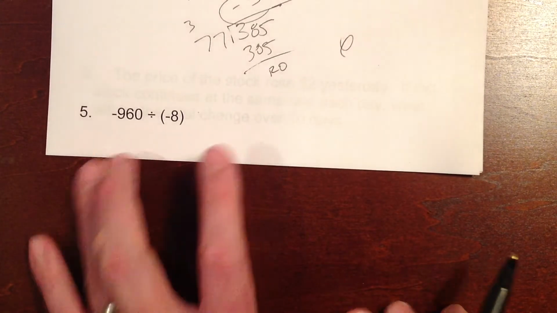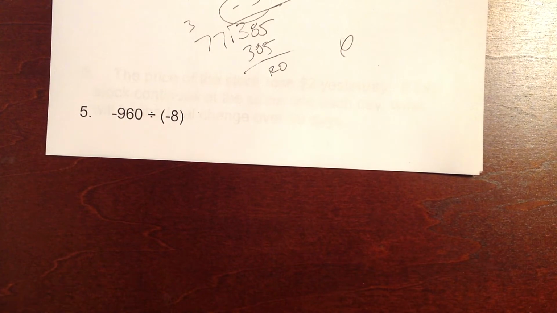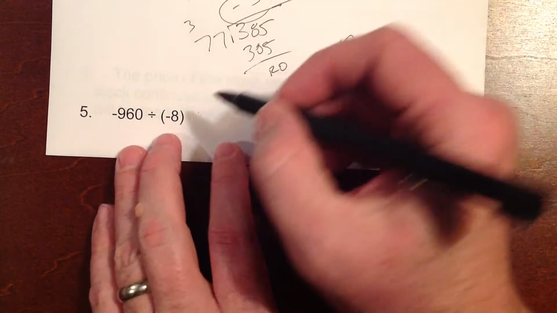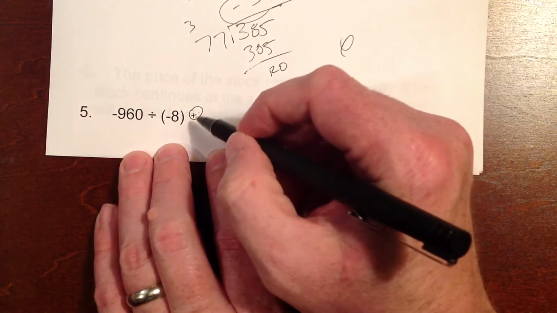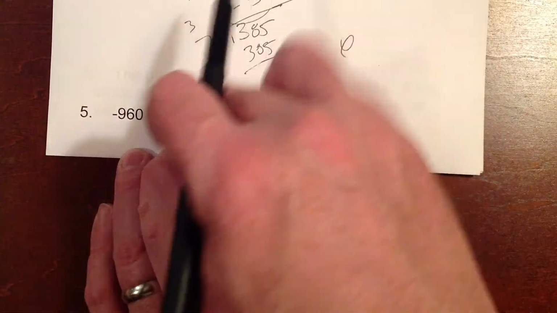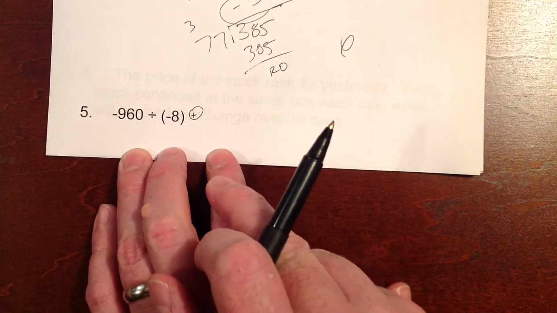And then finally, we have negative 960 divided by 8. The signs are the same, so the answer is going to be positive. Always do this. Always put it there. That way, when you get done with your math, you can look back and remember whether it was positive or negative.